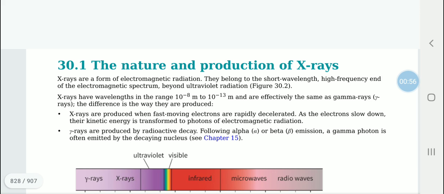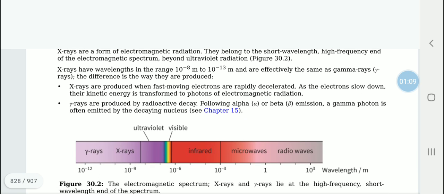Then X-rays have a wavelength ranging from 10 to the power minus 8 to 10 to the power minus 13 meters, and this is something you need to remember. They are effectively the same as gamma rays. The only difference is the way they are produced.